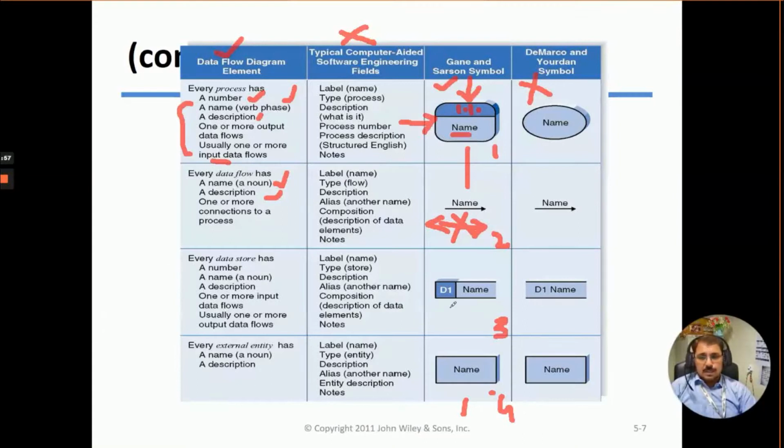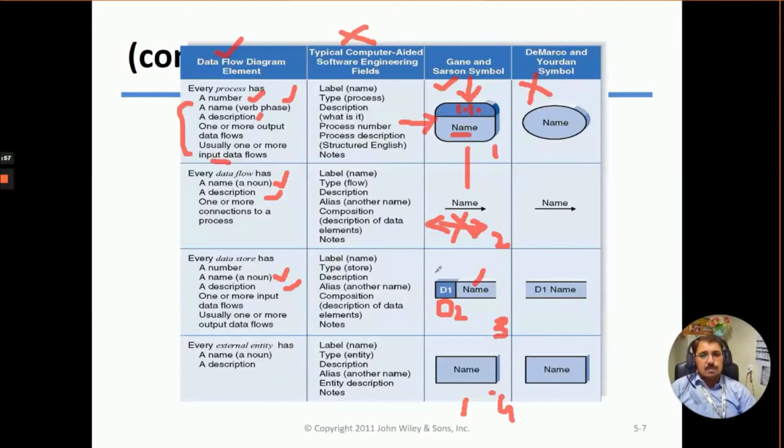Another one is a data store, okay. A data store we mostly represent by the character D, and if it is the first data store, then D1. If second one, then D2. Third one will be D3, and here will be the name of the data store. So it has a number, it has a name, and its name is also a noun. It may have a description, and one or more input data flows, and usually one or more output data flows.